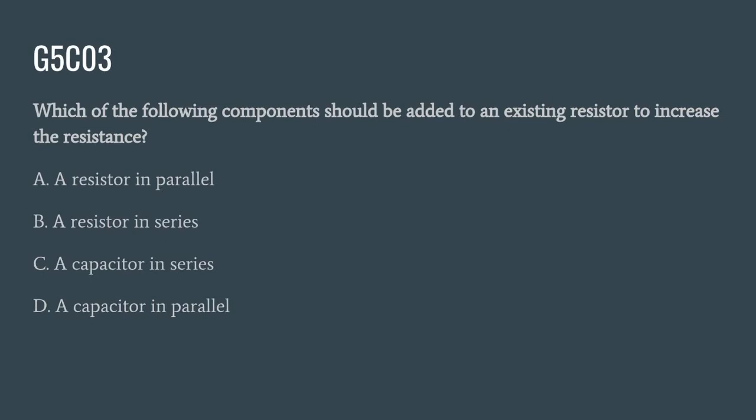G5C03. Which of the following components should be added to an existing resistor to increase the resistance? A. A resistor in parallel. B. A resistor in series. C. A capacitor in series. Or D. A capacitor in parallel. The correct answer is B. A resistor in series.